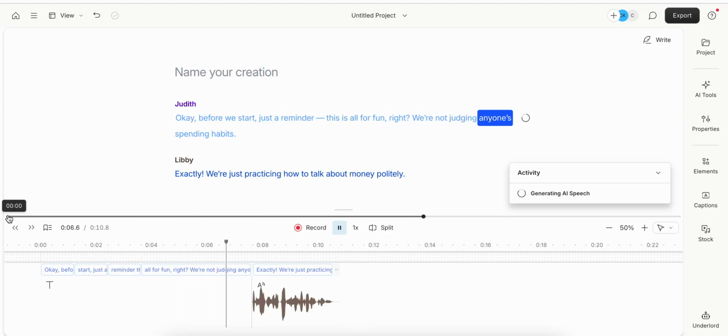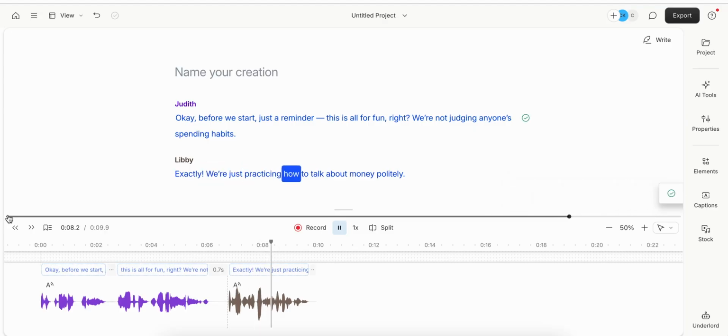So this is something I can do during class even, because we're just practicing how to talk about money. Copying, pasting. Okay, before we start, just a reminder.